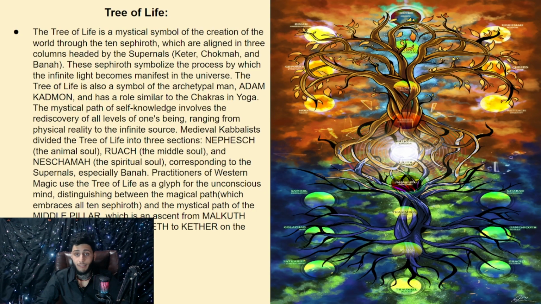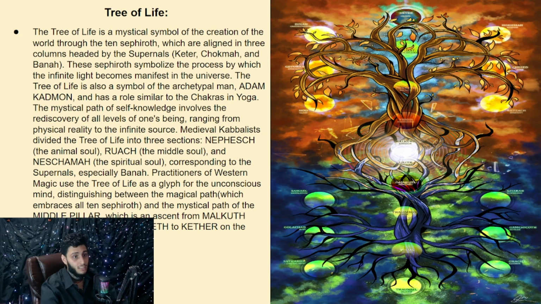So let's get into the Tree of Life. The Tree of Life is a mystical symbol of the creation of the world through the 10 Sephiroth, which are aligned in 3 columns, headed by the supernals Keter, Chokmah, and Binah. These Sephiroth symbolize the process by which the infinite light becomes manifest in the universe. The Tree of Life is also a symbol of the archetypal man, Adam Kadmon, and has a role similar to the chakras in yoga. The mystical path of self-knowledge involves the rediscovery of all levels of one's being, ranging from physical reality to the infinite source.